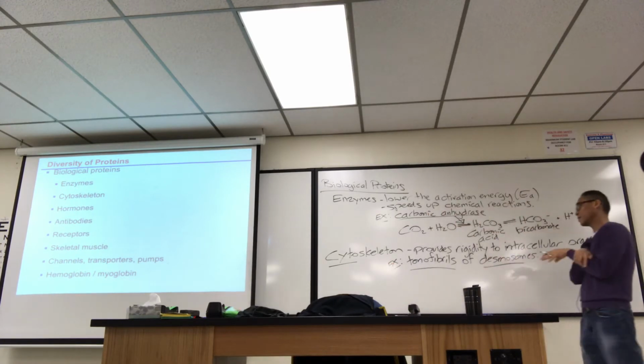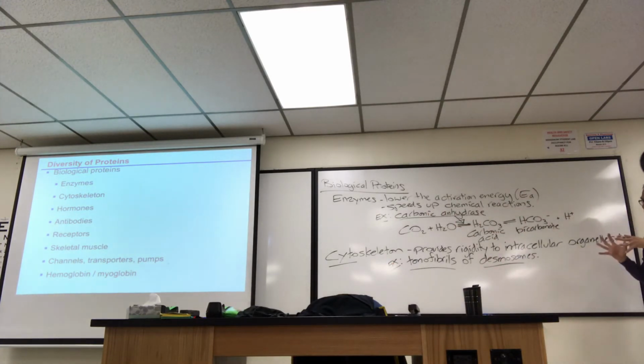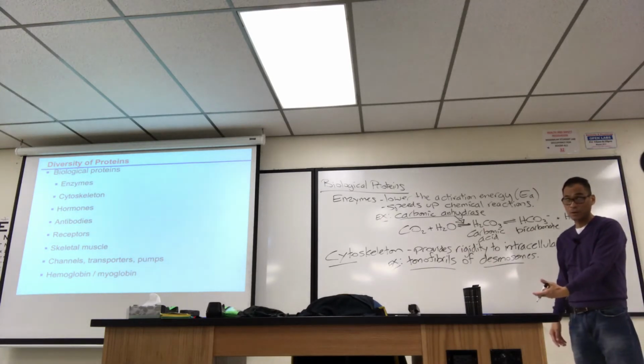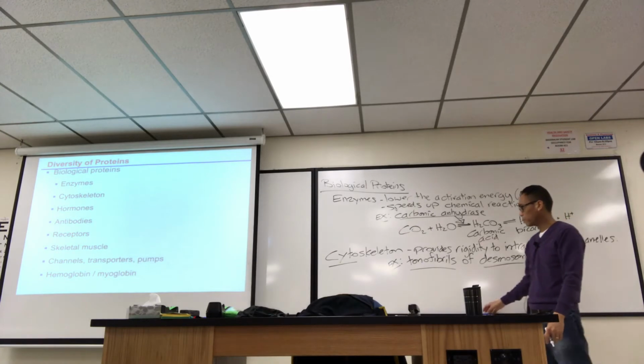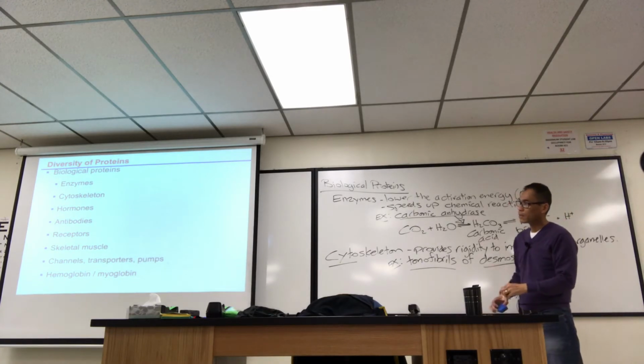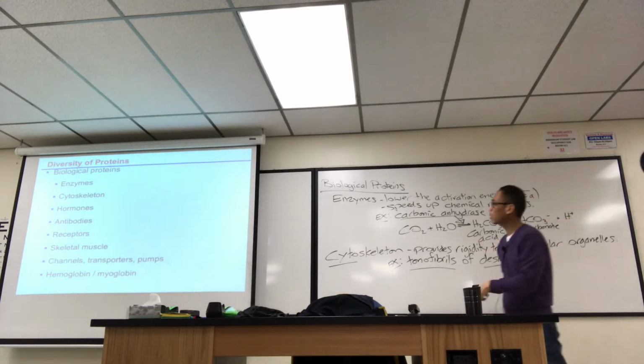So cytoskeleton, they're basically protein fibers inside the cell providing rigidity. Okay, that's literally what it is. Fibers. Protein fibers inside cells. All right, hormones like insulin. Hormones can be proteins. They can be steroids too. But a lot of hormones that you'll learn in endocrine are proteins.